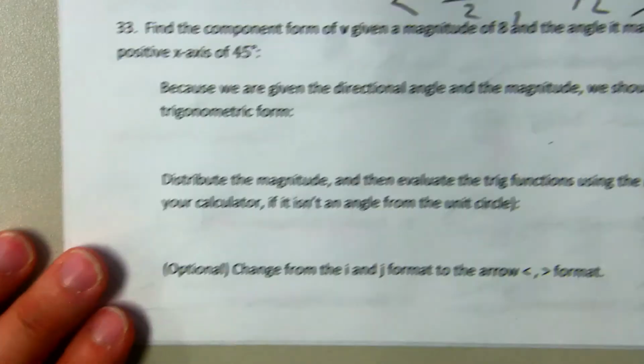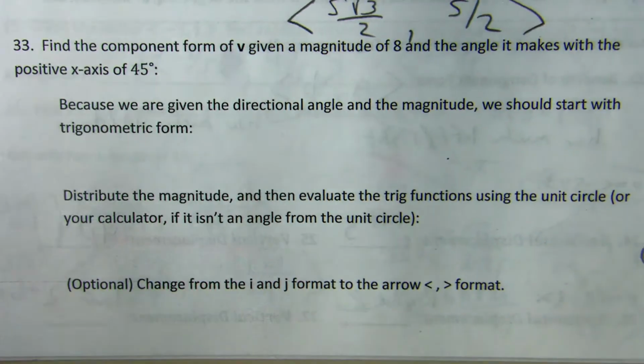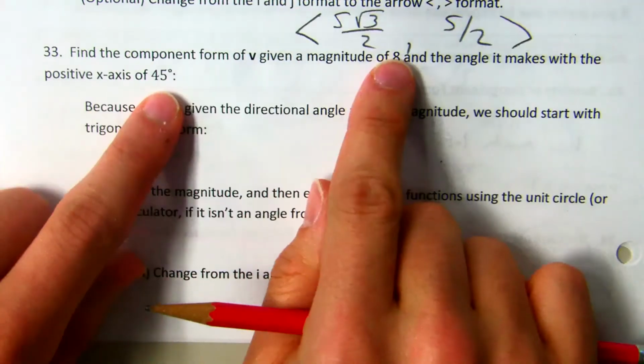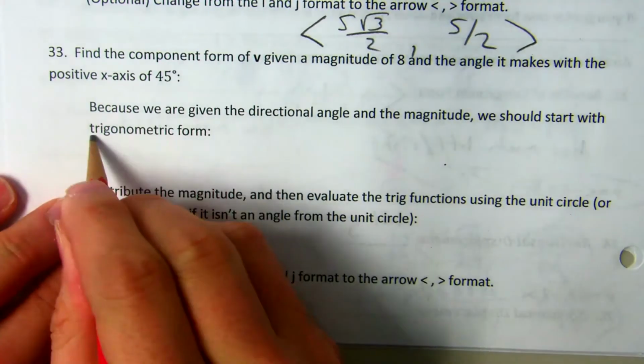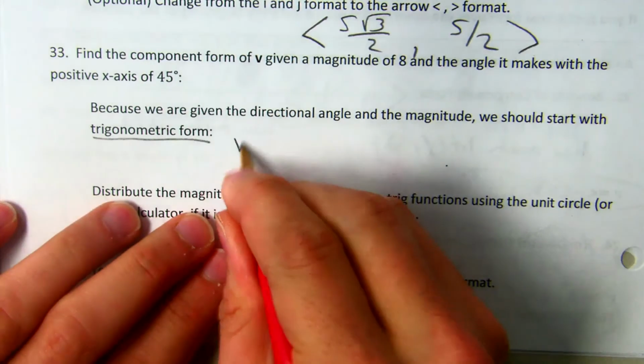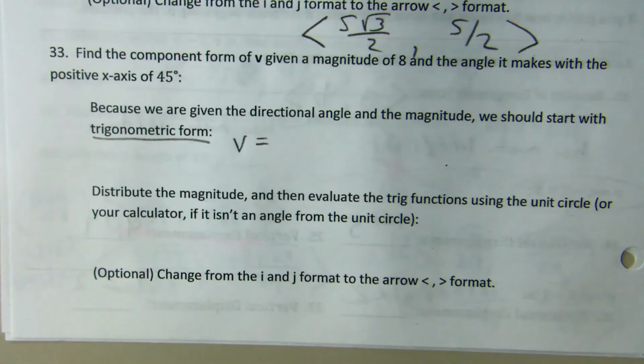Okay, I want you to practice that, but I want you to try to stay one step ahead of me. I'm giving you a magnitude and a directional angle, so try to write out what you think the trig form would be. What would the trigonometric form look like?